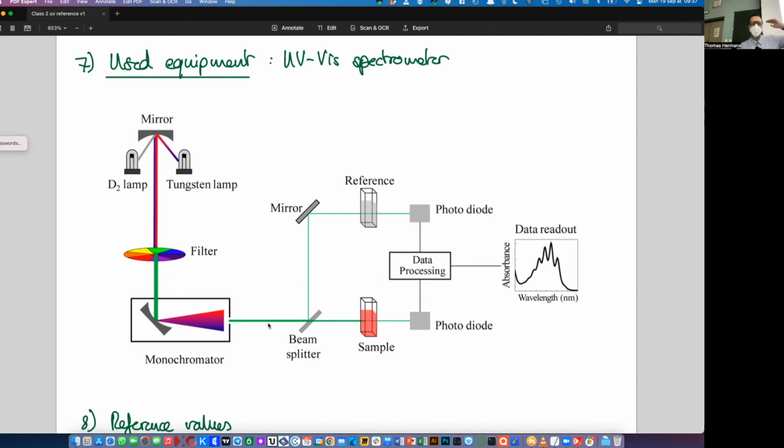So maybe 350 nanometers. And then a beam splitter does what it says, right? It splits the beam of light into two parts. One goes through your sample, and one goes through a reference. So this reference is the same cuvette of the same material with the same solvent. So you're subtracting basically the background of the solvent and of the cuvette from that. And then you take the difference between those two, and that gives you your spectrum, right? Which gives you absorbance versus wavelength.